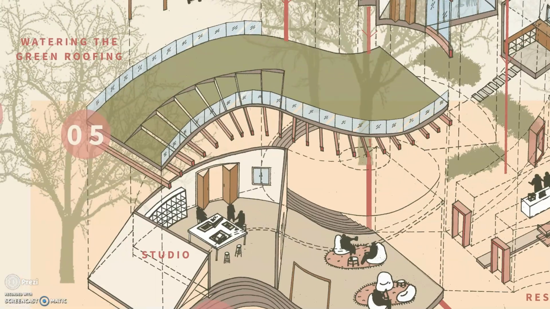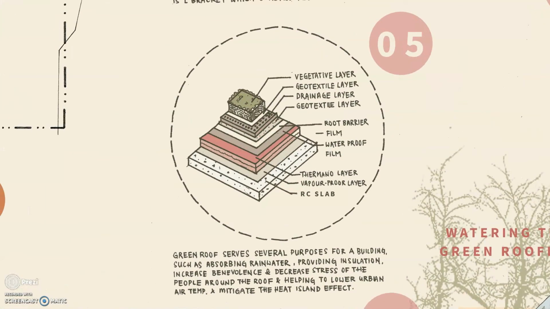For the green roof, it serves several purposes for the building, such as absorbing the rainwater, providing insulation, increased biodiversity, and decreased stress of the people around the roof. And it also helps to lower the urban air temperature and mitigate the heat island effect.